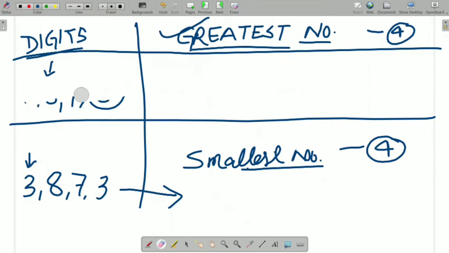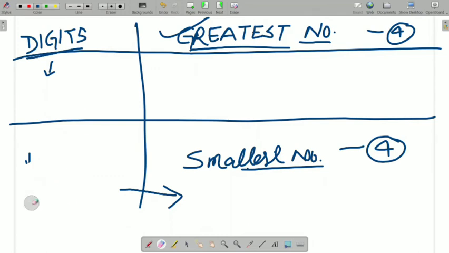How to make the greatest and smallest number using this. Okay, so let me write the digits first: 9, 0 and 5. First I am going to make the greatest number. So what I will do, I will take the greatest digit. Which is greatest among 9, 0 and 5? 9 is the greatest, so I will write 9 here.